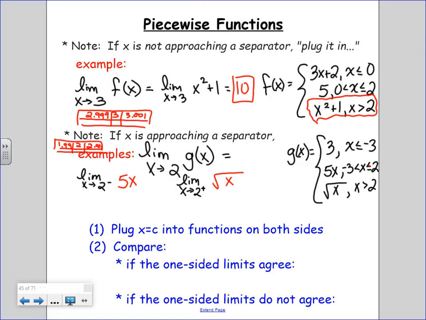But ultimately, I don't care about plugging in all these nasty things. I can just plug in 2 and say, hey, as I come from the left in this piece, where am I approaching? 5 times 2 is 10. And as I come from the right, where am I approaching? We'll plug in 2. Square root of 2 is square root of 2. Here's the long story short. The limit only exists if the one-sided limits agree. And do they? So therefore the limit does not exist.